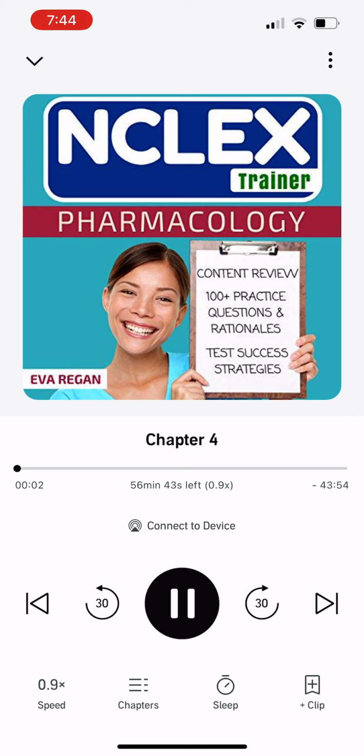Section 3. Pharmacology Study Checklist. 1. 3 areas of pharmacology. It's important to remember that pharmacology includes 3 areas.